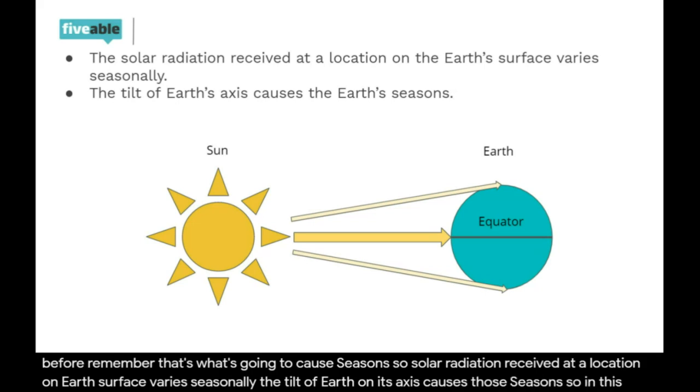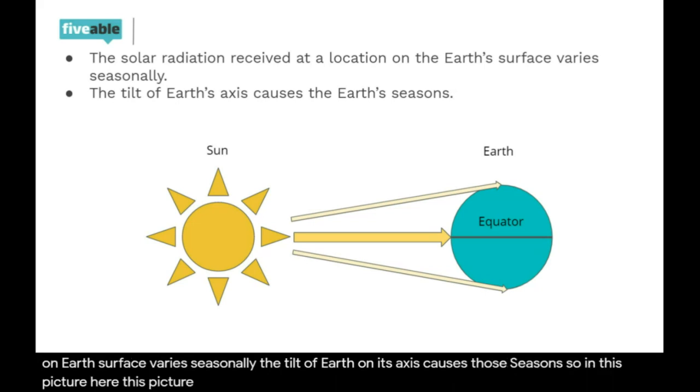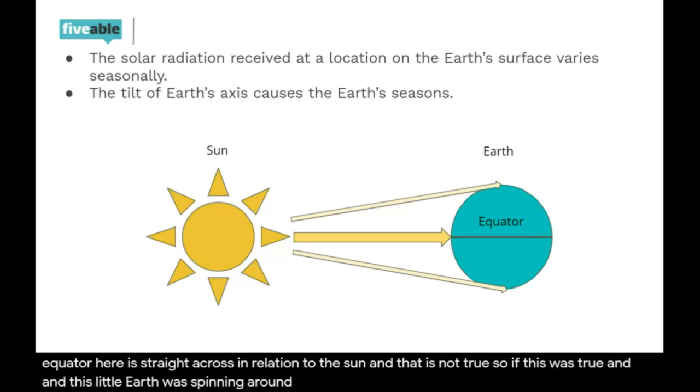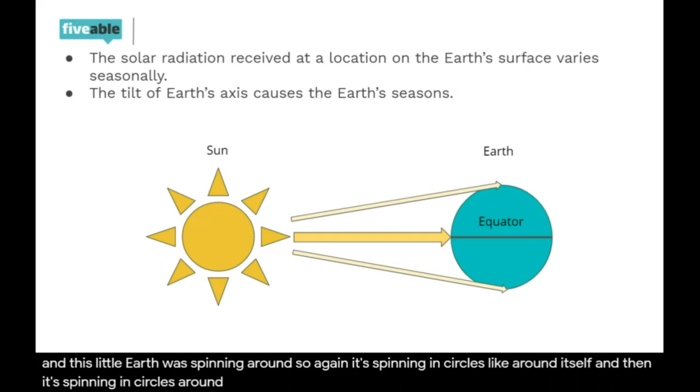So in this picture here, if you notice, is fake. It's false. This is not real life. This is a simplified version because the equator here is straight across in relation to the sun, and that is not true. So if this was true and this little Earth was spinning around, so again, it's spinning in circles around itself, and then it's spinning in circles around the sun.